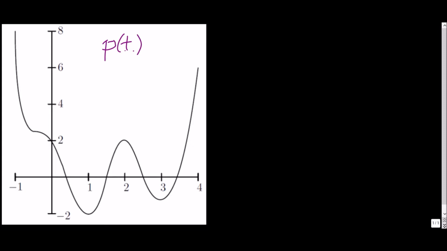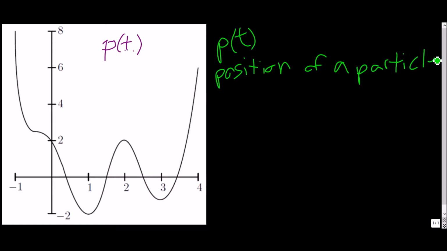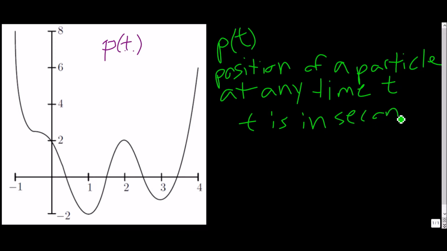Our function p here is dealing with the position of a particle at any time t, and we're going to say t is in seconds. So don't get overwhelmed by that. It's pretty much just telling us that if we want to find our particle, you just need to tell me what time it is, and I'll tell you where it is.